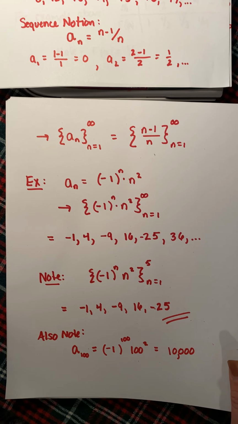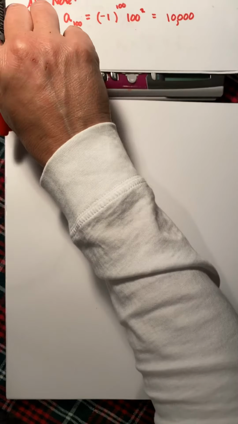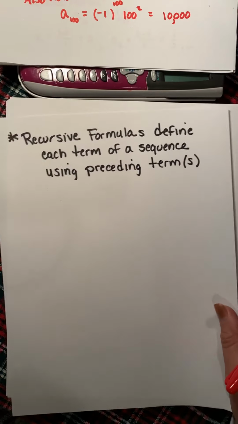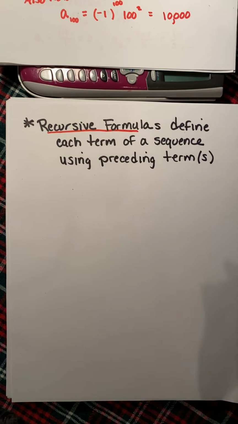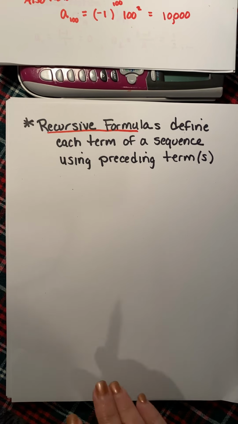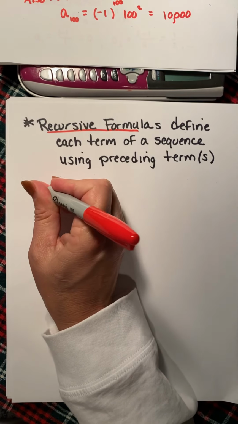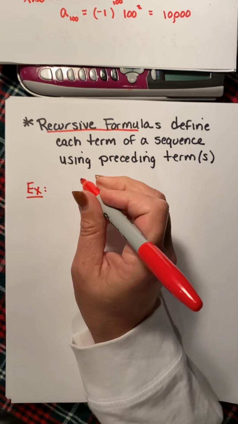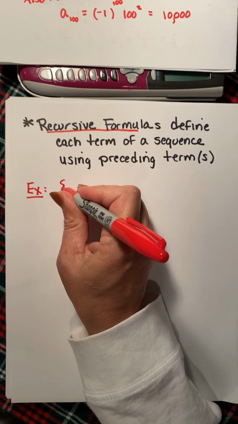Unfortunately, not all sequences have explicit formulas. Some have no formulas, but some have a different type of formula called a recursive formula. A recursive formula defines each term of the sequence using preceding terms. So what comes next is decided by the previous term. So for example, this is one of the most famous recursive sequences.